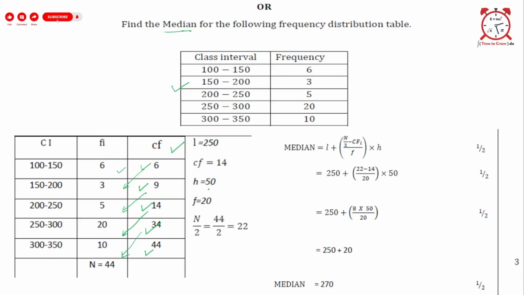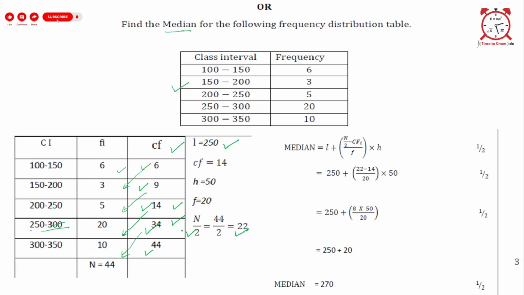Now we will find n by 2. You know that n by 2 means 44 by 2, so it is 22. Here the last cumulative frequency is 14, so 22 will not exist there. So we will consider 22 in this class. That is why our median class is 250 to 300. It is our median class 250 to 300. So from this class, L, the lower limit, is 250.